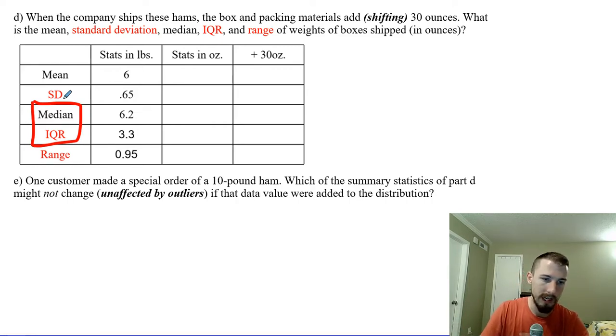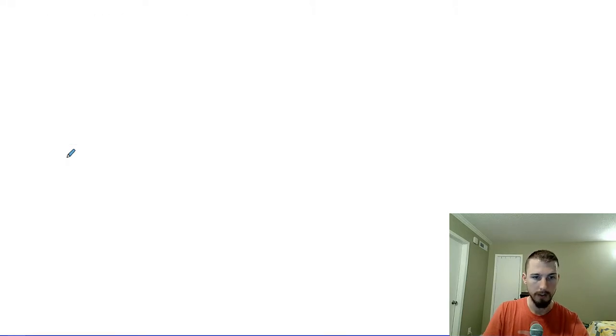It doesn't impact that. So those two are not changed, but the mean is going to be skewed. It's impacted towards the outlier. Same thing with standard deviation. It's going to be greatly increased by the presence of outliers. And ranges, we've already seen how badly those are impacted by outliers as well. That's why we don't use them. Only median and IQR when we have outliers.